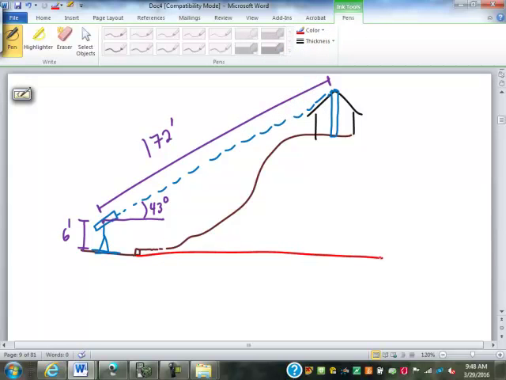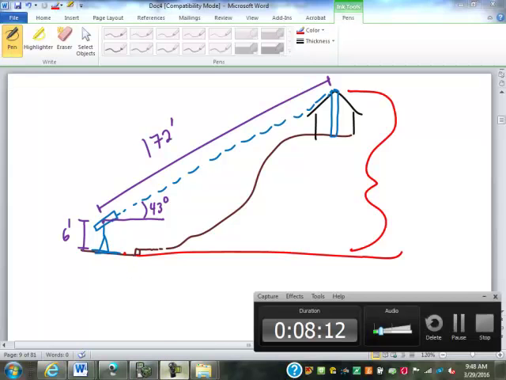So what is the elevation of the top of that post, or the proposed elevation of the top of the house from the road? How far is it above the road? See if you can figure that out quickly.